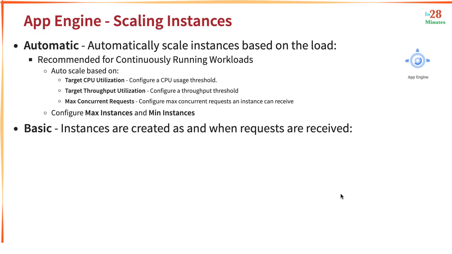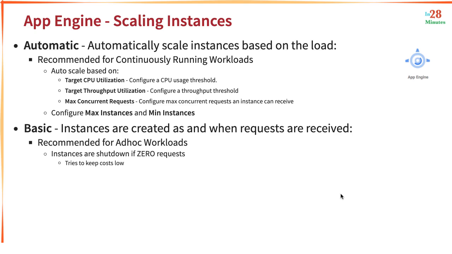The next option is basic. Basic is when you want to create instances as and when requests are received. These are recommended for ad hoc workloads. When there is no load, instances are completely shut down. So instances are shut down if there are 0 requests. So if you have ad hoc workloads and it's very important for you to keep your costs low, then basic scaling might be a good option for you to consider.